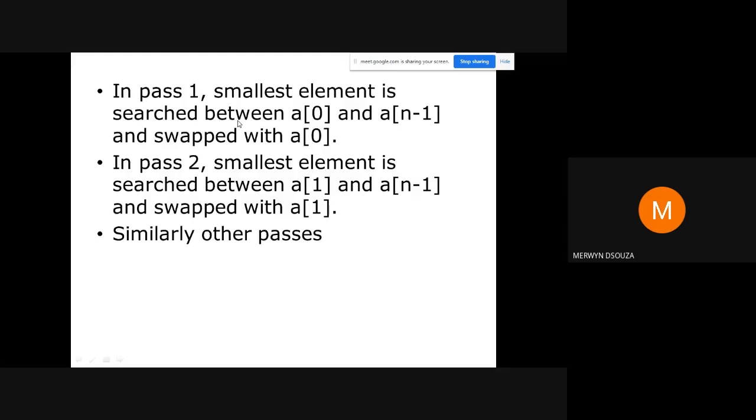Basically, you can just read this. I will explain this when we go to the example in the next slide.